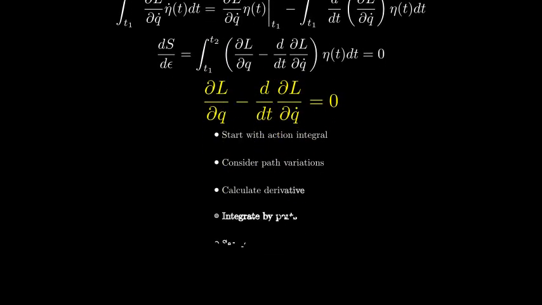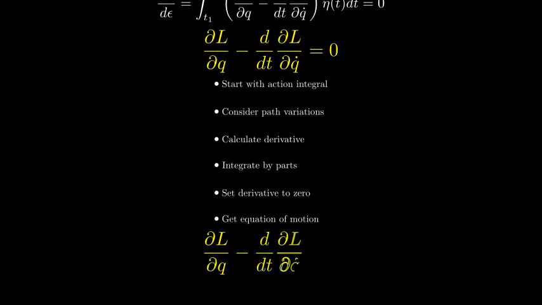In summary, the Euler Lagrange equation is derived by starting with the action, considering a small path variation, calculating the action derivative, performing integration by parts, and setting the derivative to 0. This provides a way to use the Lagrangian to determine the equation of motion.